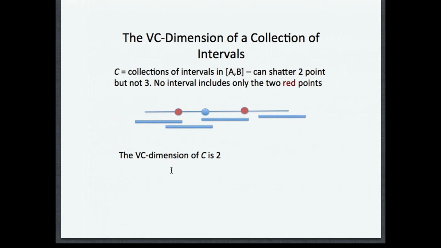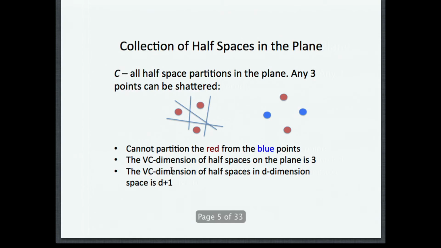So intervals on the line have very low VC dimension, and we will see later that the VC dimension actually gives you the size of the training set that you need in order to learn it, which will explain the example we saw before. If you look at a half space on the plane, then you can shatter every 3 points. There's no way you can separate the two red from the two blue. So the VC dimension of half planes is 3.